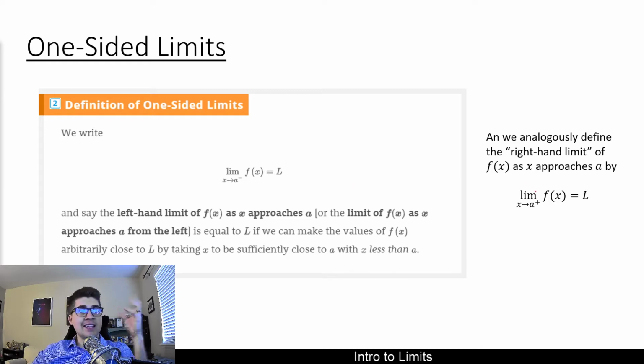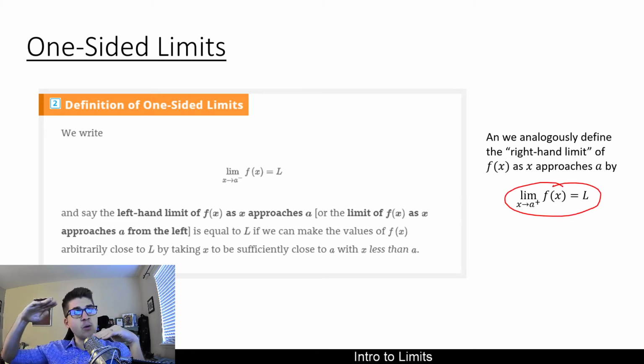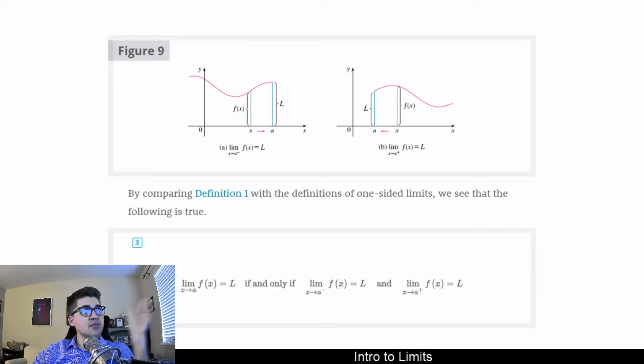And analogously, a right-handed limit would look like this instead. Kind of like how I said, with 1 over x, it approached infinity from the right and negative infinity from the left in those specific cases. And we'll practice using this notation as well.